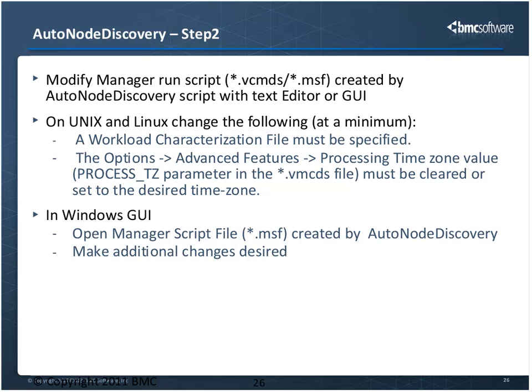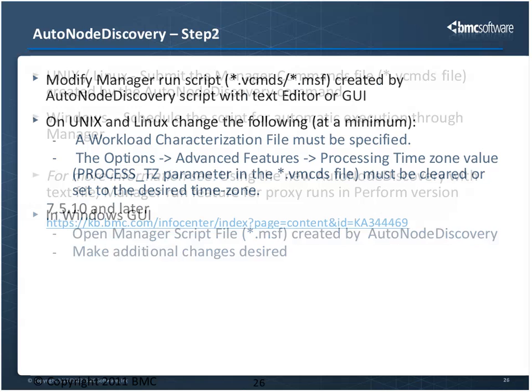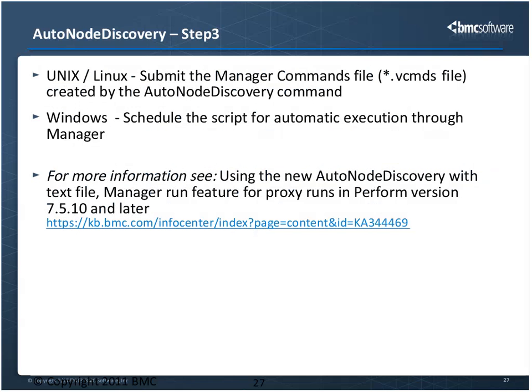You open the script and make any additional changes, and then schedule it. Step 3 is you schedule the script for automatic execution. There's also some more information here that talks about using Auto Node Discovery with a text file. That's something good if you want to go a little deeper in this. This is just an overview, so it will give you a taste of how this all works.